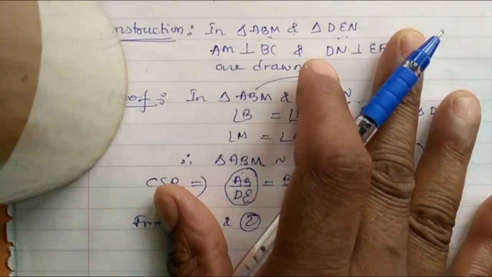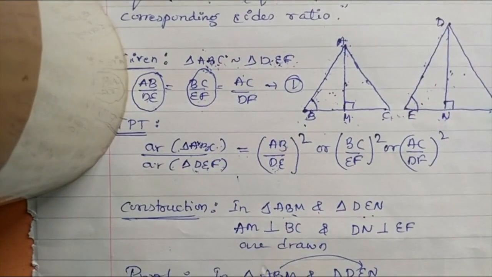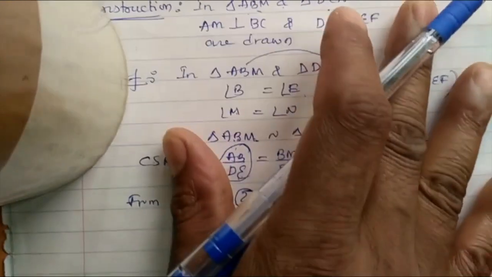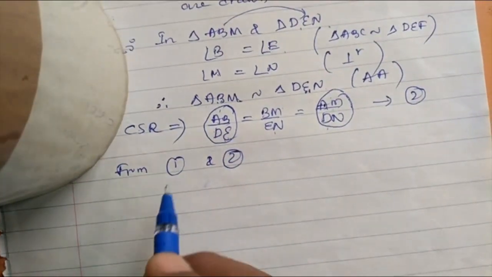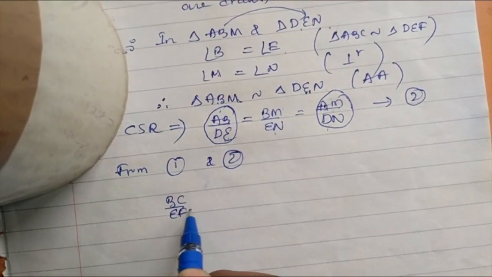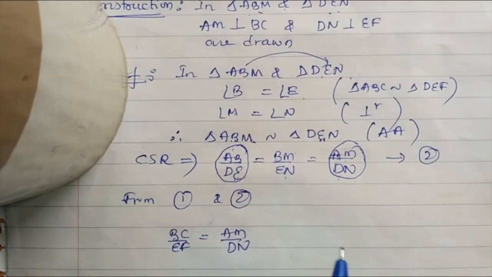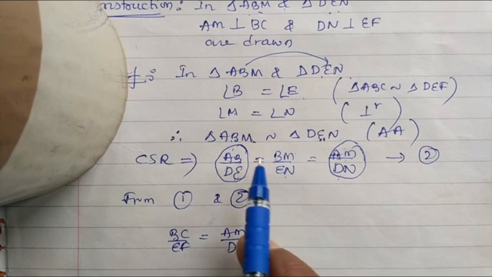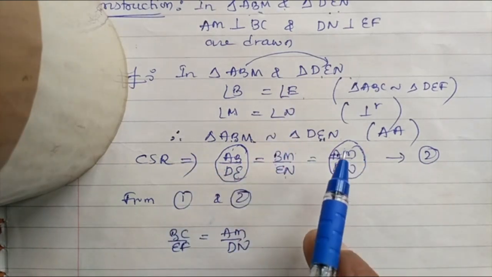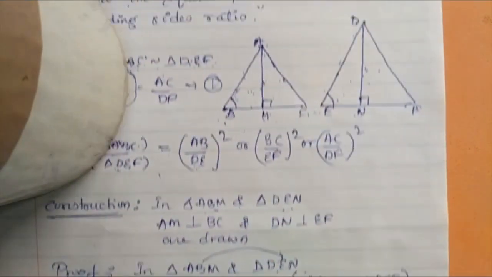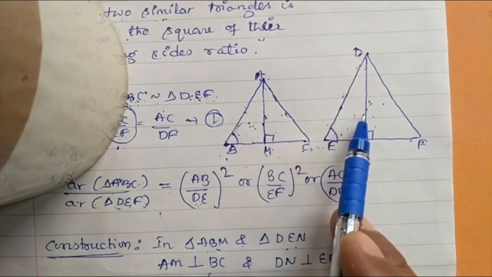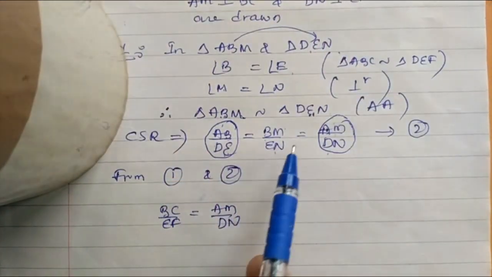So in both the equations, AB by DE is common. So what can I write? BC by EF is equal to AM by DN. This I can write. So why did I leave this? I could take this also, no, because I took AM by DN. The main thing is, AM and DN are what? Perpendiculars.